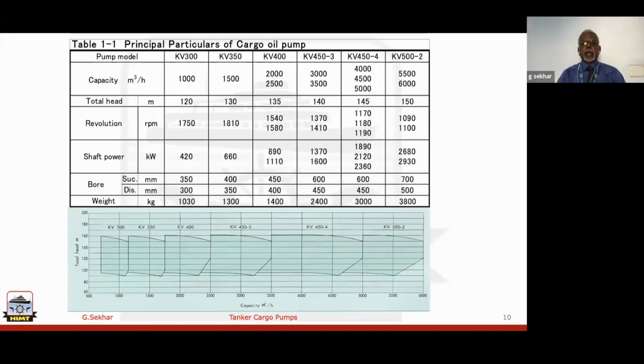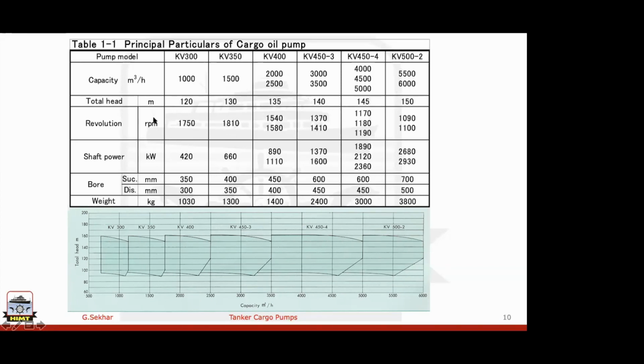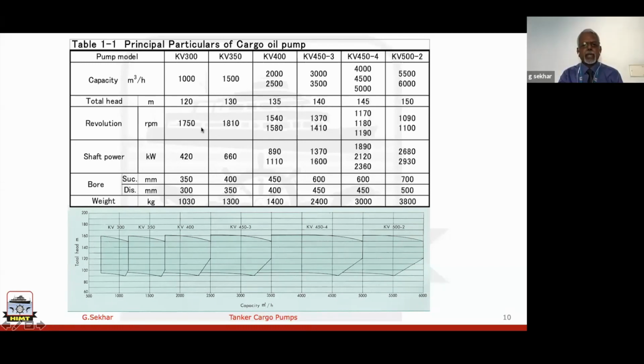If you see, many of the tankers have different pump manufacturers. There are many of them. CISCO pump is very popular in many of the tankers. If you see the capacity range here for an oil tanker, starting from 1000 cubic right up to 6000 cubic, and of course the total head and your RPM. As you can see, for higher capacity, the RPM is somewhere around 1100.